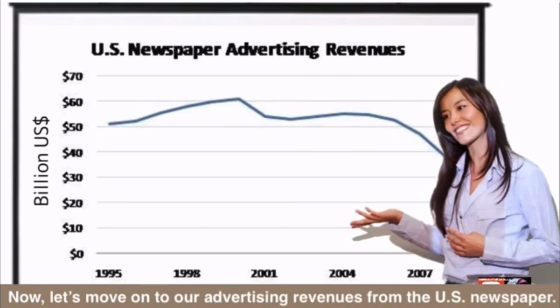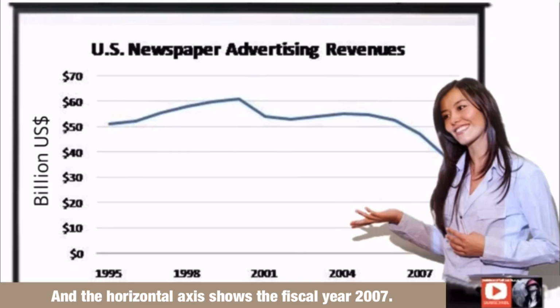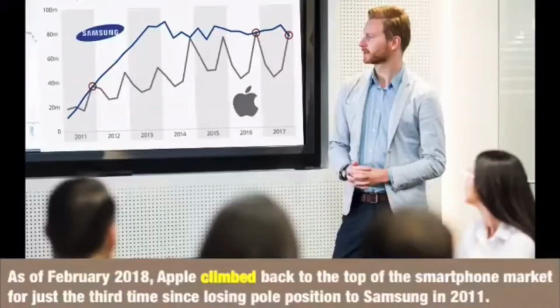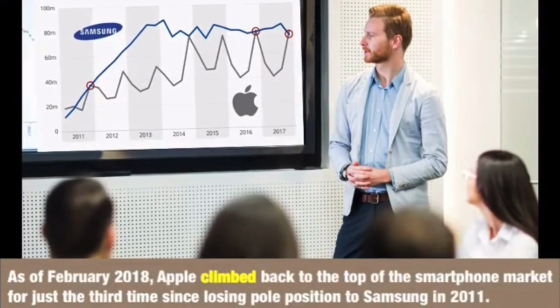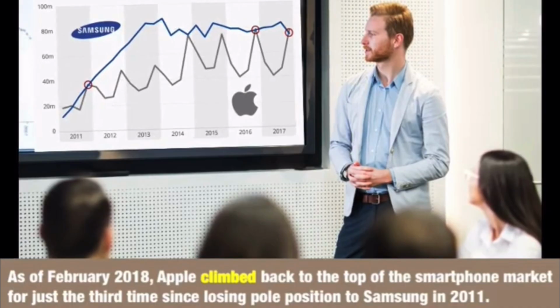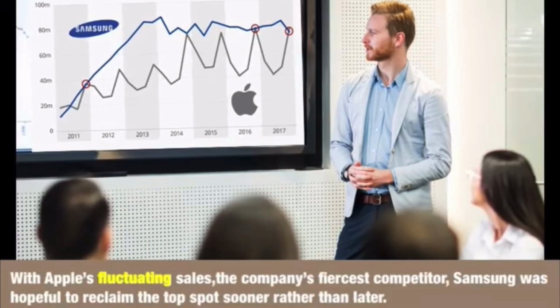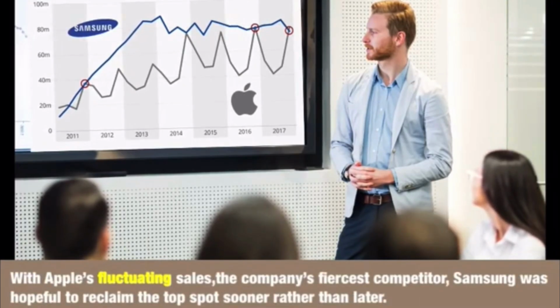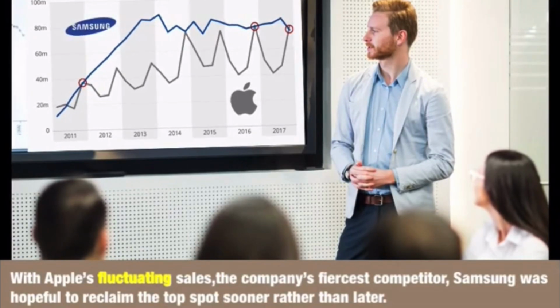Newspaper. The vertical axis represents the revenues in billion US dollars, and the horizontal axis shows the fiscal year 2007. Mini presentation examples. As of February 2018, Apple climbed back to the top of the smartphone market for just the third time since losing pole position to Samsung in 2011. With Apple's fluctuating sales, the company's fiercest competitor, Samsung was hopeful to reclaim the top spot sooner rather than later.